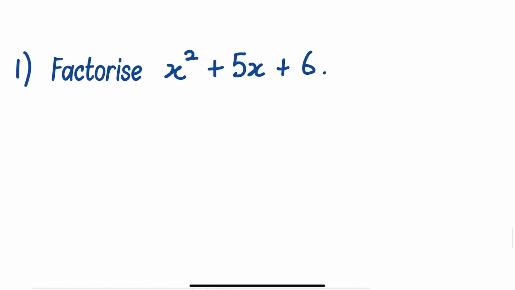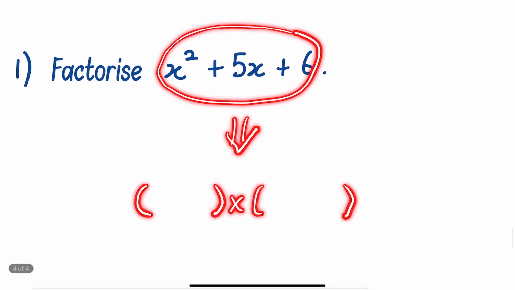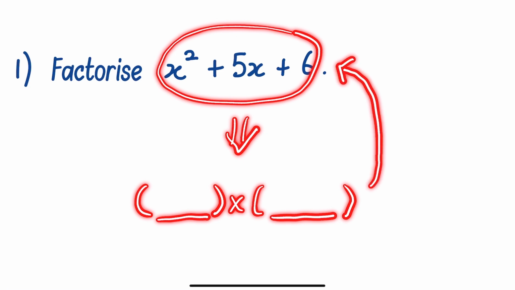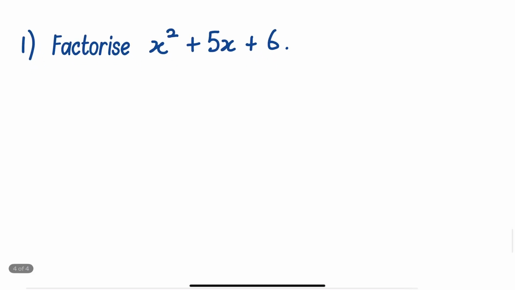Let's say the question says factorize this quadratic expression over here. When you see the word factorize, you must think about what factorization means. It means that I want to turn this quadratic expression into a form whereby it's something times something. These are two linear factors that, when multiplied together, will give me this quadratic expression. So how do we do that? We will use the multiplication frame.